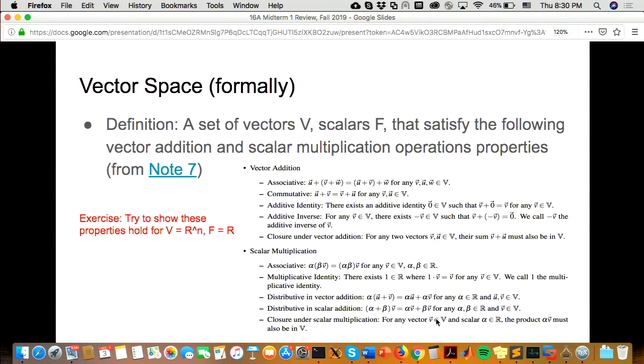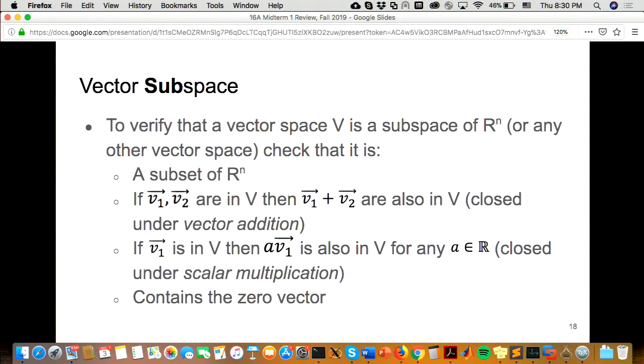Now, usually we are interested in smaller spaces inside the general bigger space. Our bigger space is usually going to be Rn, an n-dimensional space that involves all of the real numbers. And to verify that a vector space V is a subspace of Rn, or any other vector space, we need to check 4 different things, right? We need to check that it is indeed a subset of Rn, or of the other vector space that we're checking. So every element that belongs in V also belongs in Rn.